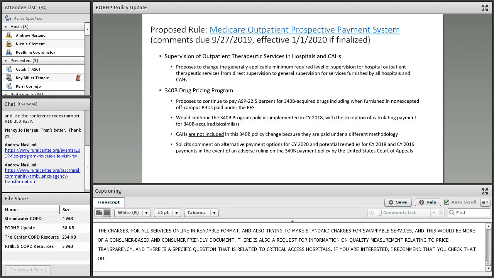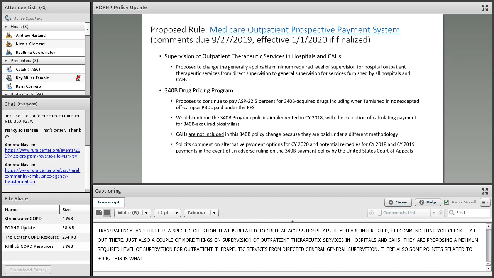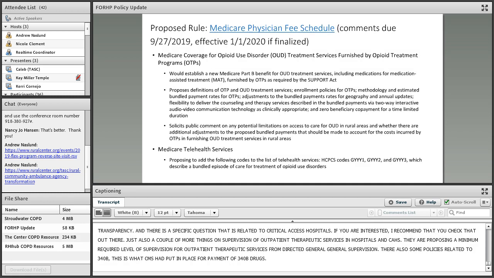Just also a couple more things on supervision of outpatient therapeutic services in hospitals and CAHs. CMS is proposing to change the general applicable minimum required level of supervision for hospital outpatient therapeutic services from direct to general supervision. There are also some policies related to 340B. This is basically a continuation of policies that CMS had put into place in the past for payment of 340B drugs. However, CAHs would not be included because they're paid under a different methodology.